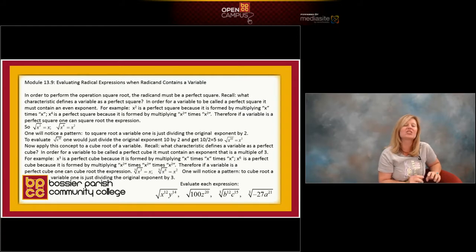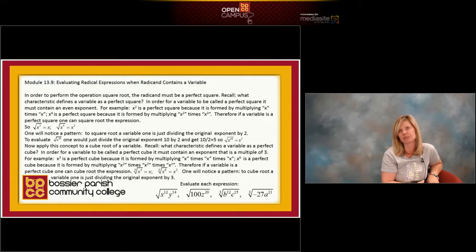What I want you to notice is there's a pattern when you take a square root of a variable. Say we're doing the square root of x squared. The exponent right now is a 2. When you did the square root of x squared, you got x, and x is understood to have an exponent of 1. What happened is you took the original exponent and cut it in half, or divided it by 2. If I take that exponent 2 and divide it by 2, I get an exponent of 1.